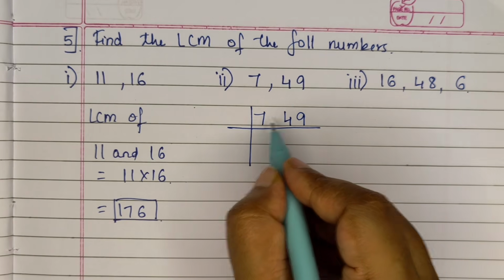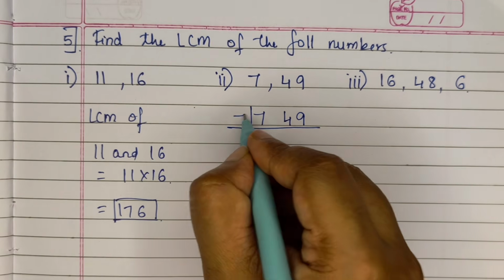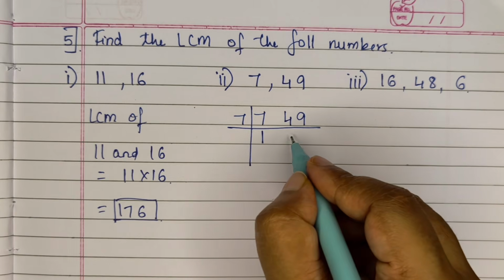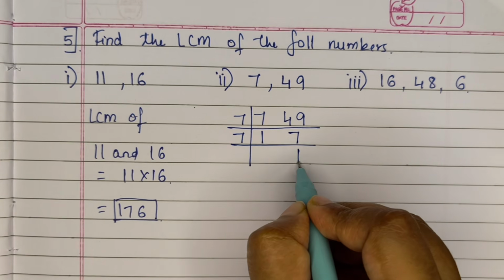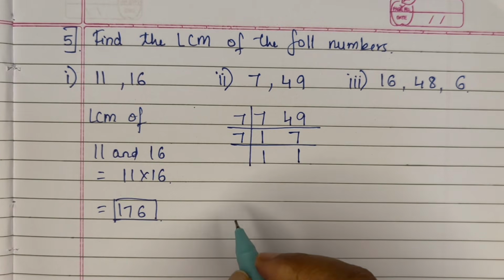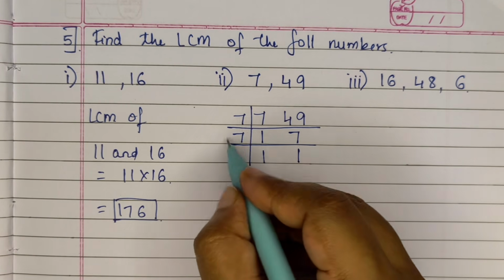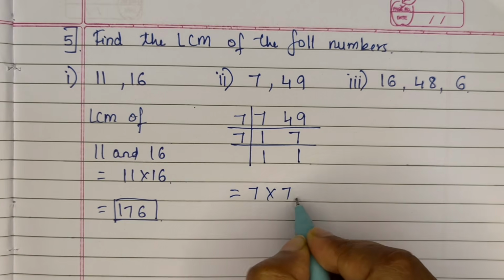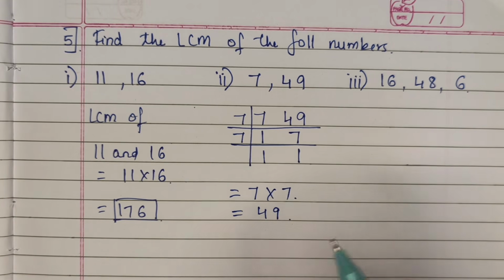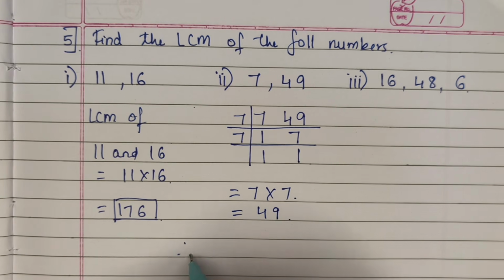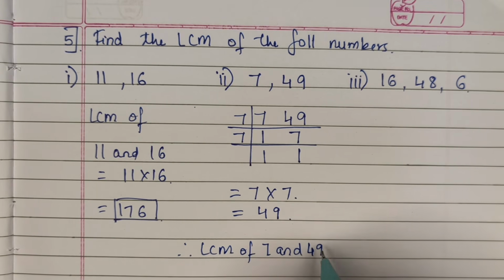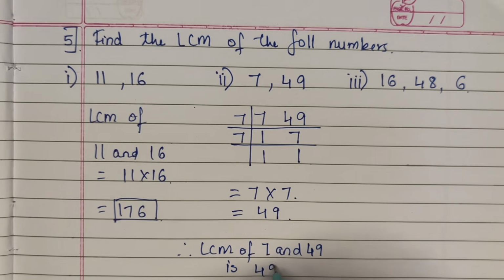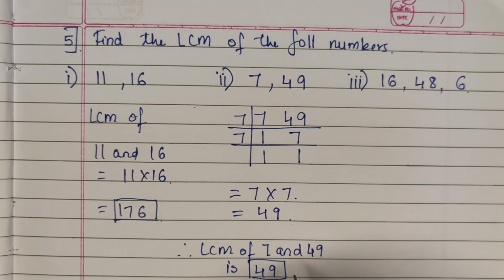Now see the next one, 7 and 49. 7 and 49 both are divisible by 7. 7 ones are 7. 7 sevens are 49. Again 7 we can take, 7 ones are 7 and bring this one down. So what are the two numbers left over here? Product of the two numbers, 7 multiplied by 7 is equal to 49. So therefore LCM of 7 and 49 is 49. Understood the second sum?